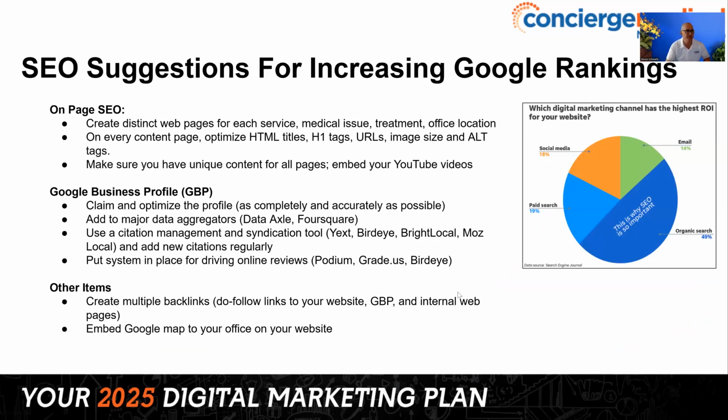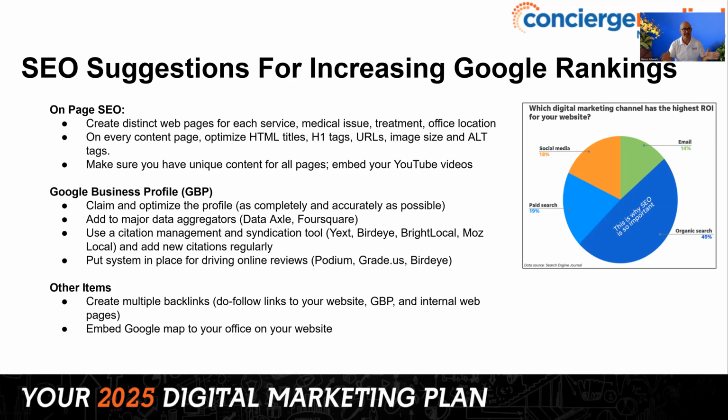All right, more geeking out. I promised you we'll get through this soon. Here are some SEO suggestions for increasing your website's Google ranking. On-page SEO, the things you do on your website to help increase your rankings, include creating distinct web pages for each and every service, every medical issue, every treatment, and if you have multiple office locations, every office location. On every one of these content pages, you need to do several important things.